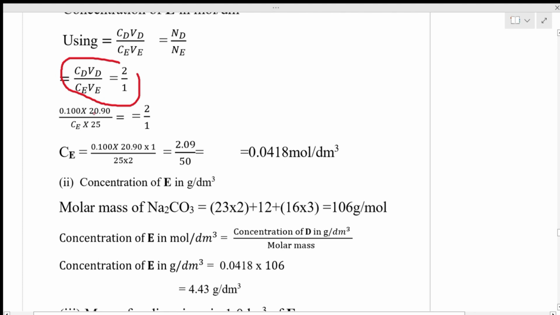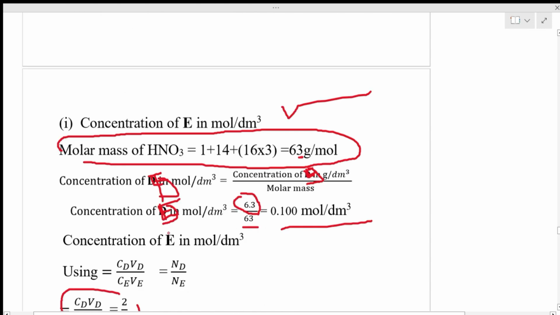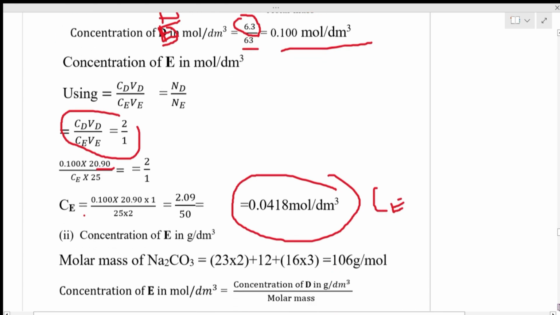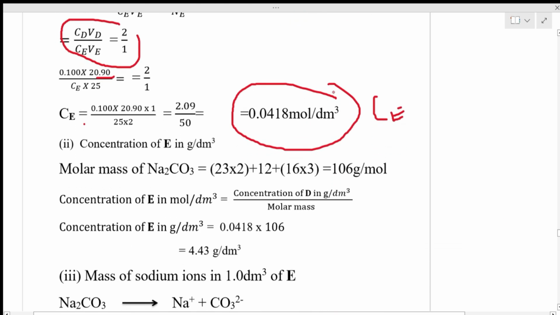So 0.01 of D. Now 0.01 of D multiplied by this. Okay, this was giving us the conc of E in mole per dm³. Now because we don't have it in mole per dm³, we have to convert gram per dm³ actually to mole per dm³. All right, we have that conc of E in mole per dm³ to be this.